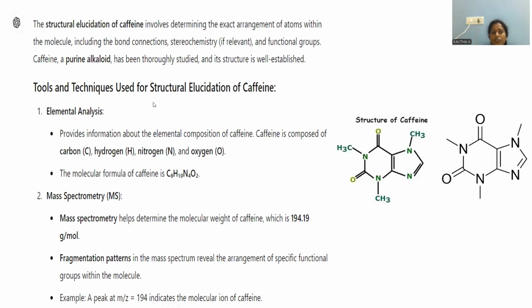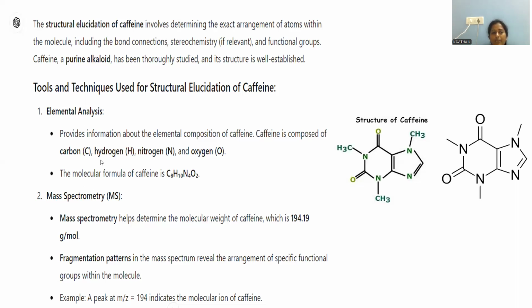Tools and techniques used for the structural elucidation of caffeine. Initially, we will go for the elemental analysis. Elemental analysis denotes what? Individual elements of the formula will be depicted. So, how much percentage of carbon is there? What is the contribution of hydrogen and nitrogen? How many atoms are there? And to what extent is oxygen present in this caffeine, so that we are able to identify the presence of individual atoms and their percentages as well.